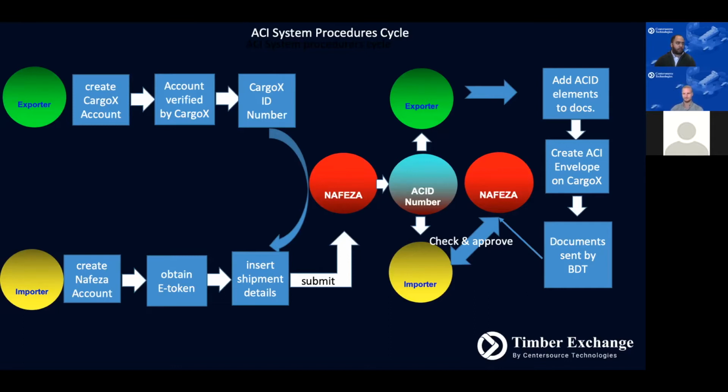The second step then is to create an ACI file, or what is called the envelope on CargoX, whereas you put all your documents. And the third step is to submit it.